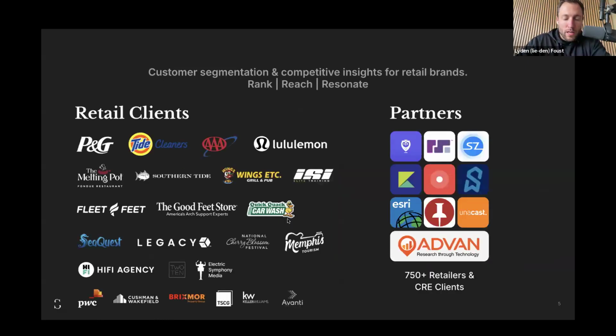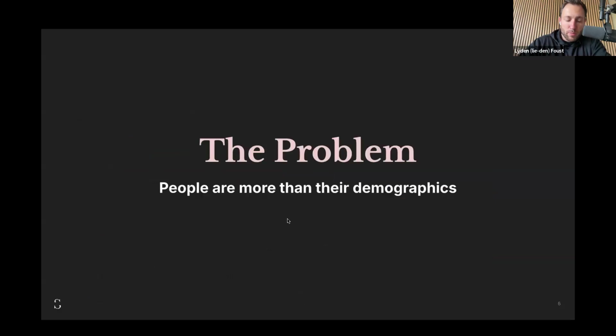If you haven't heard about Spatial before, we do customer segmentation and competitive insights for retail brands. Ultimately, now through direct and our partners, there's over 750 retailers that are using this to rank their best customer segments, reach them, whether that means we're reaching them on a map or we're reaching them through social media, paid advertising, and ultimately resonate with those people because we can understand them so deeply.